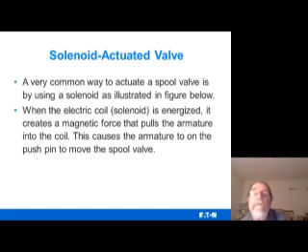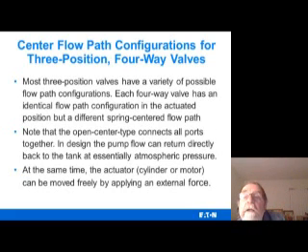A very common way to actuate a spool valve is by using a solenoid. When the electric coil's solenoid is energized, it creates a magnetic force that pulls the armature into the coil. This causes the armature to make the push pin move the spool valve. So there's a push pin that pushes it. We'll look at some of those here.